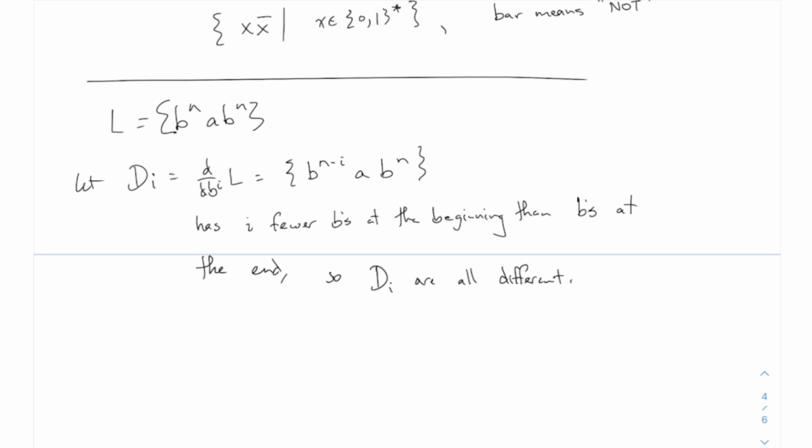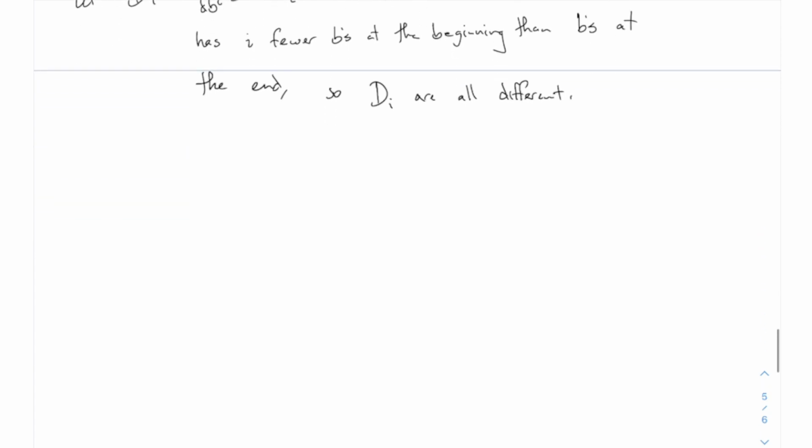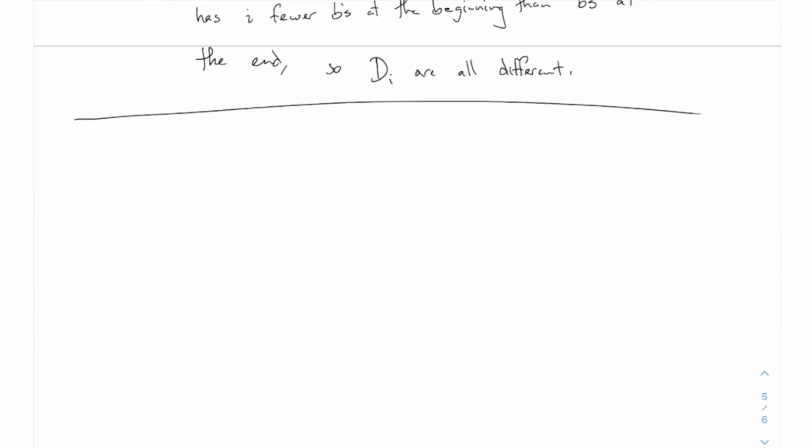All right. How about the next one? The next one is not a much harder idea, but it's kind of confusing to write, I think. This is a to the n, b to the m, where 2n is less than m. All right?